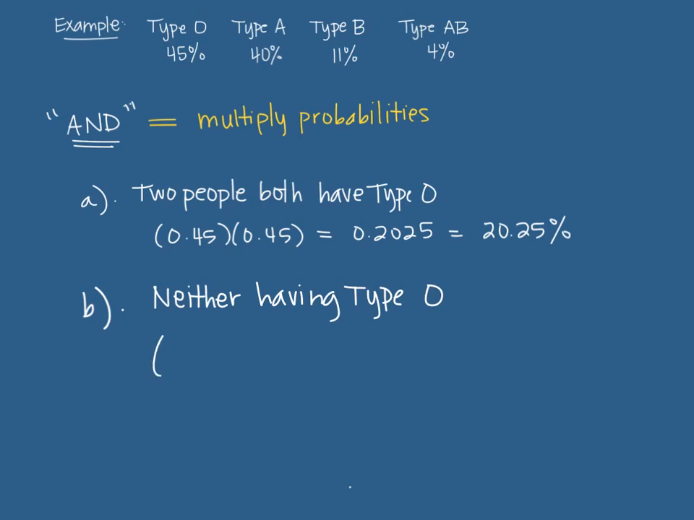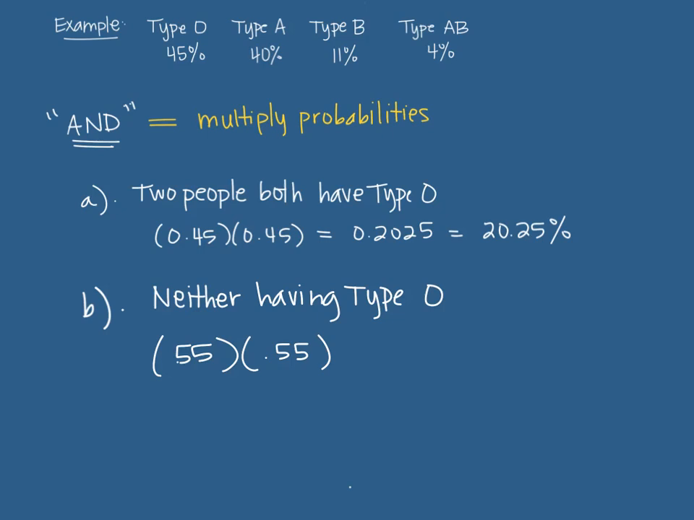Well, if the first person doesn't have type O, it's the opposite of they do have type O. If type O is 45%, the chance that they don't have type O is 55%. And then the probability of the second person also not having type O is also 55%, so 0.55. So we're kind of sliding in here the idea of the opposite probability.